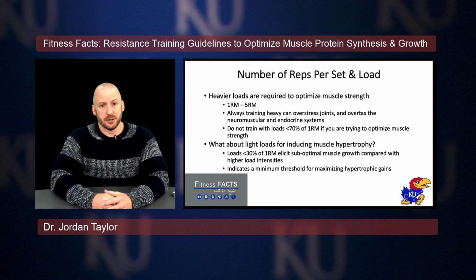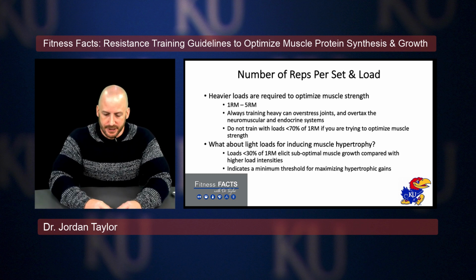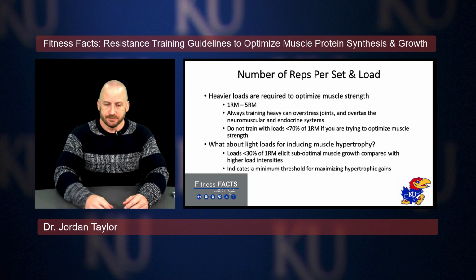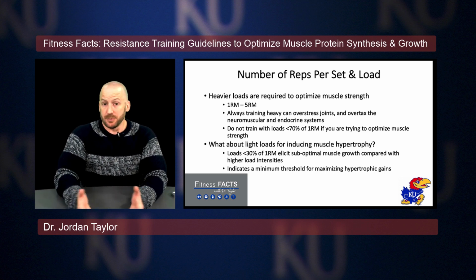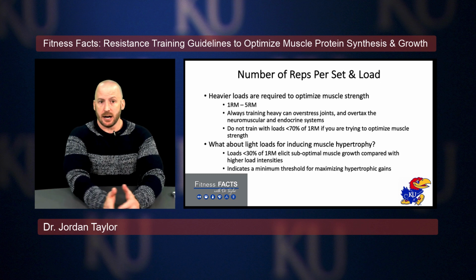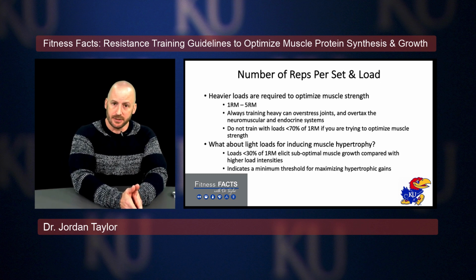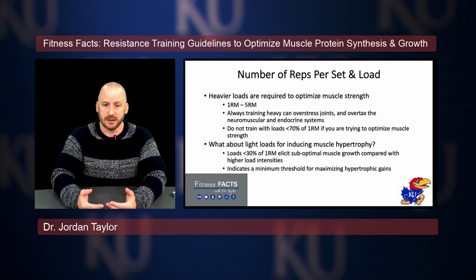Do not train with loads that are lower than 70% of your 1 repetition max if you're trying to optimize muscle strength. So again, just for numbers' sake, let's say maybe you're a novice, high school, you can only bench 100 pounds. That's your 1 repetition max. 70% of that would be 70 pounds. So really, if you're wanting to optimize muscle strength, you're going to want to train with loads that are no less than 70 pounds. So somewhere between 70 and 100 pounds to really optimize your muscle strength.